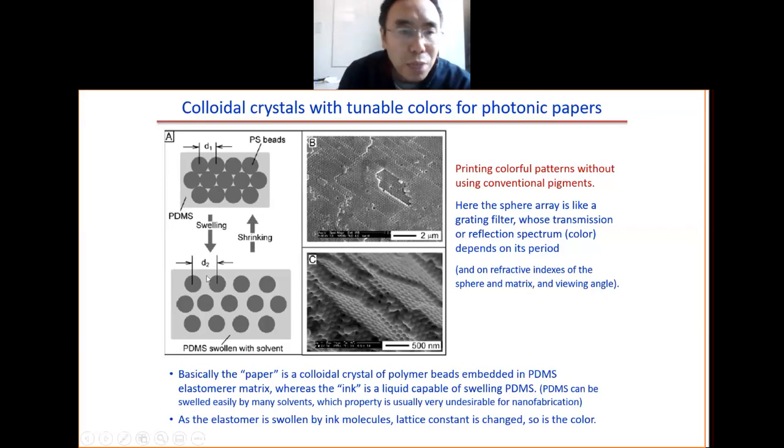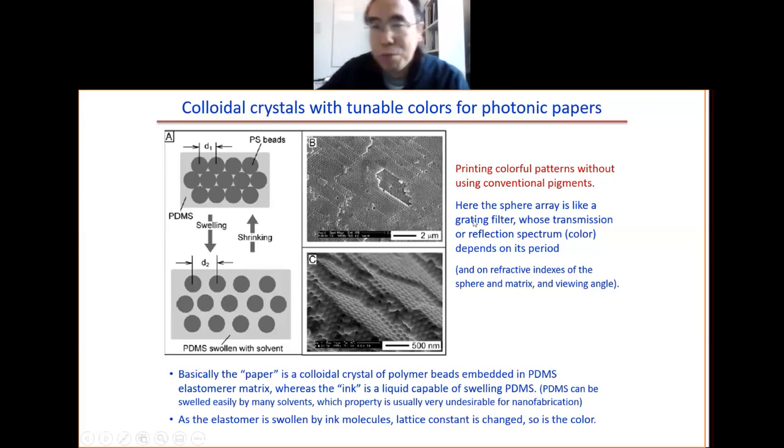So we know that PDMS can be swollen by many solvents. When they are swollen, the distance between the nanospheres will become bigger. When you have bigger distance, the color will be different. That's why it said you can print color patterns without using the pigment. When you have different period, you have different color. This is like a grating effect. Yeah, this is like a grating filter.